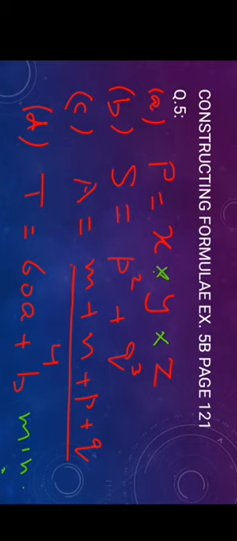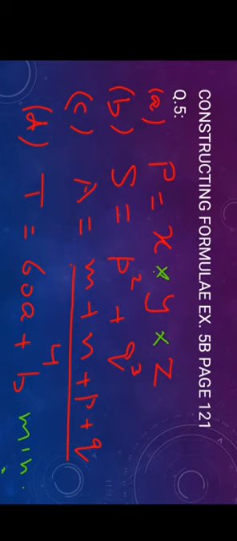Now part C, average A of four numbers M, N, P and Q. We know that in order to calculate the average we have to add the numbers and divide the sum of the numbers by the number of numbers. In the same way, A is equal to M plus N plus P plus Q, and as these are four numbers whose average we have to calculate, we need to divide the whole by 4. So the formula becomes A is equal to M plus N plus P plus Q over 4.